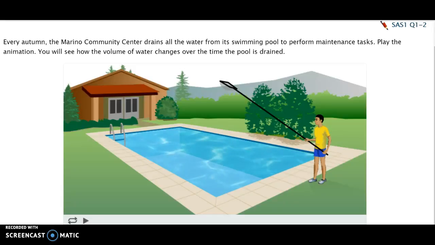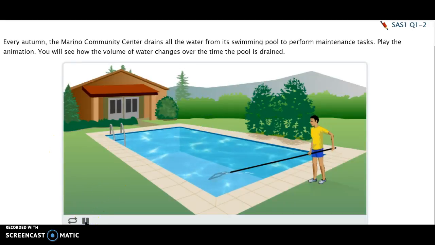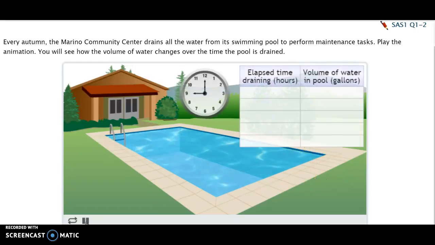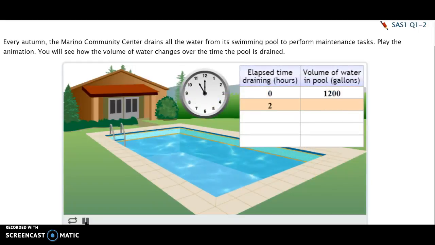So they have a pool, and it says every year the community center drains all the water from the swimming pool to perform maintenance tasks. Here's the animation that's going to show how the volume of water changes over time. So notice how the pool is clean. After 0 hours, so that's the starting amount, there's 1,200 gallons of water in there.